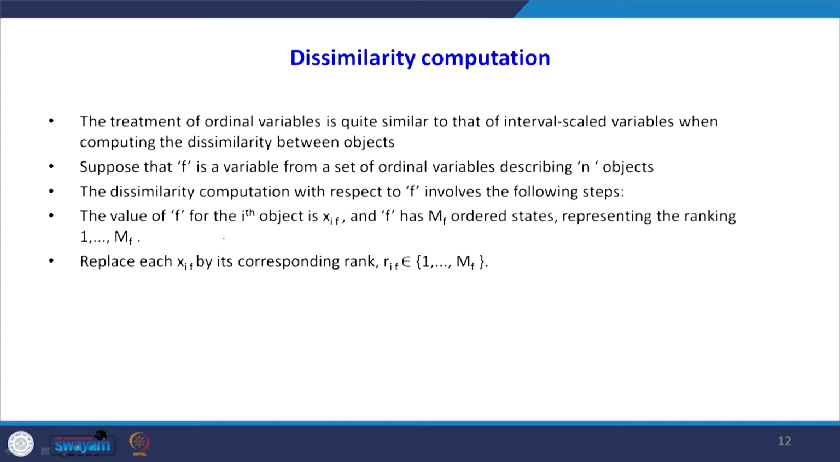The treatment of ordinal variables is quite similar to that of interval-scaled variables when computing the dissimilarity between objects. Suppose that f is a variable from a set of ordinal variables describing n objects. The dissimilarity computation with respect to f involves the following steps. The first one: the value of f for the ith object is x_if, and f has M_f ordered states representing the ranking 1 to M_f. So M_f is the maximum number of ranks, and x_if is that particular variable. What we have to do is replace each x_if by its corresponding rank r_if. So r_if is the current rank, and M_f is the maximum rank. Look at this data.